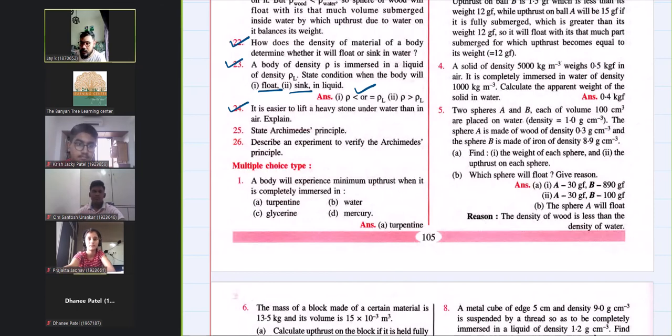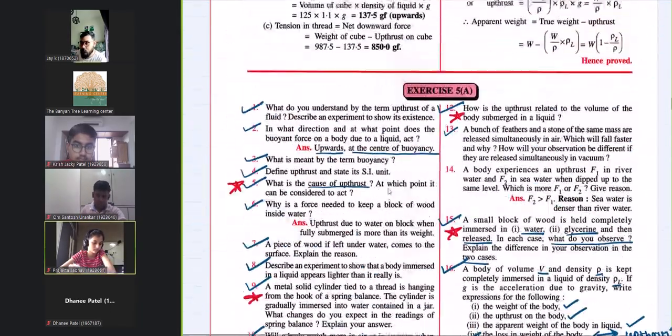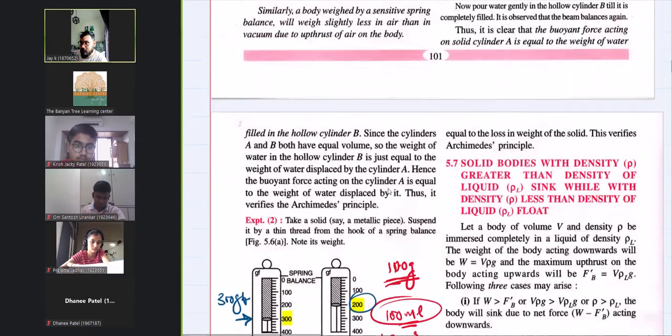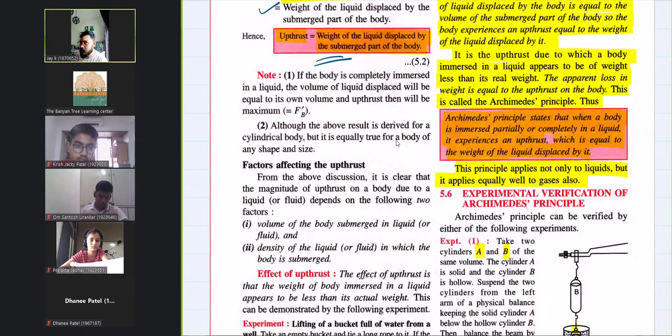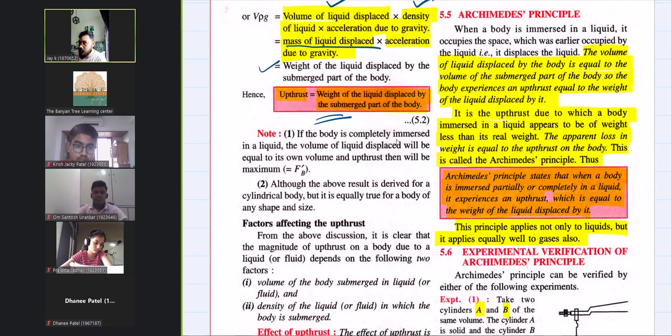State Archimedes principle. We have to talk a lot on Archimedes principle. Archimedes principle is given over here. It states that when a body is immersed partially or completely in a liquid, it experiences an upthrust which is equal to the weight of the liquid displaced by it. Remember this principle, please.